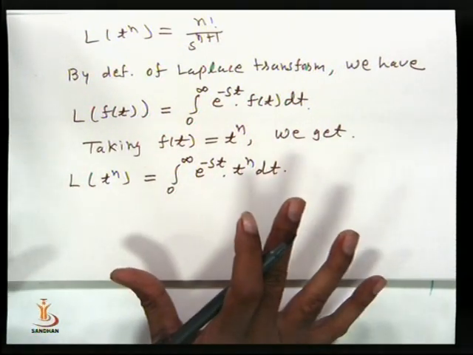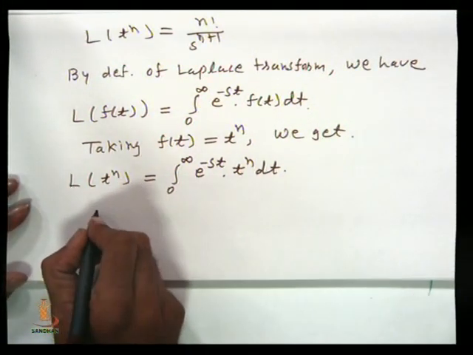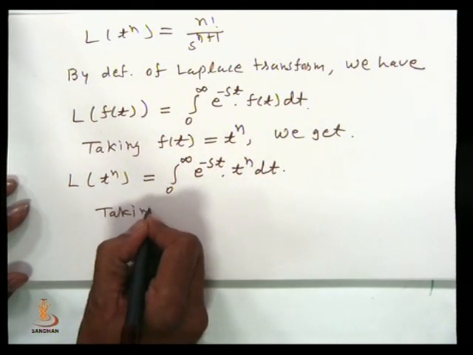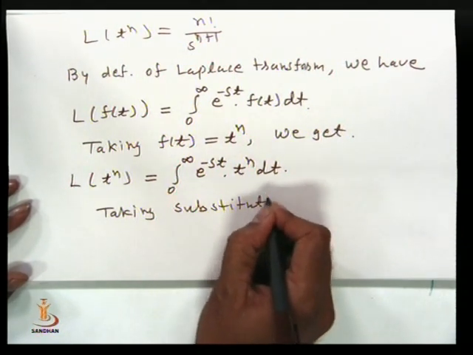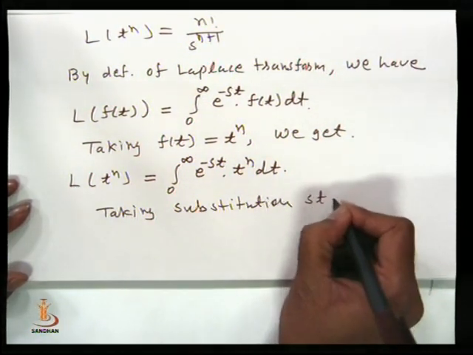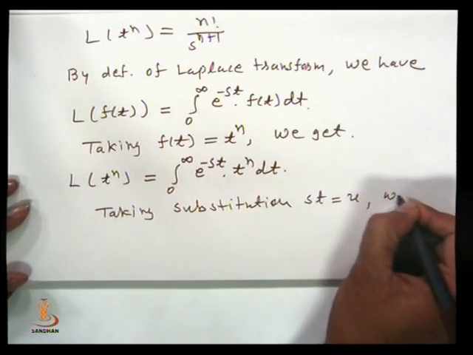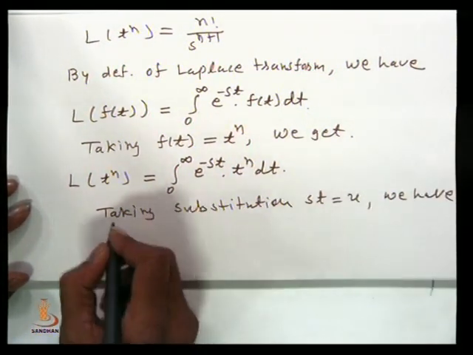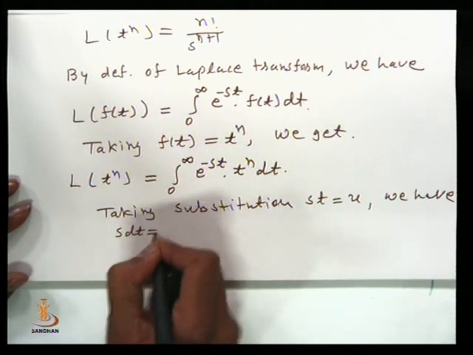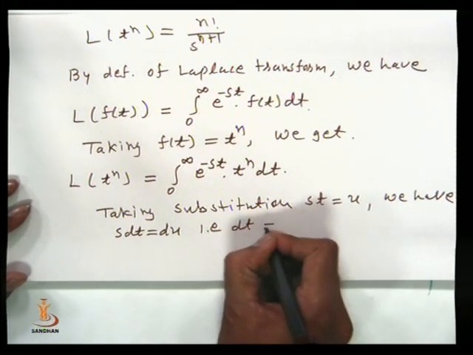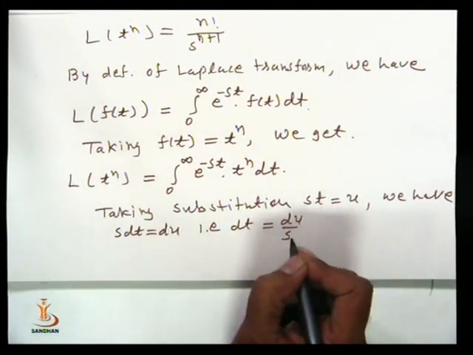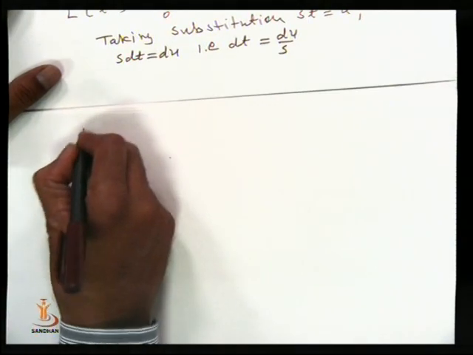substitution st equal to u. Taking substitution st equal to u, we have s into dt equal to du, that is dt equal to du upon s.